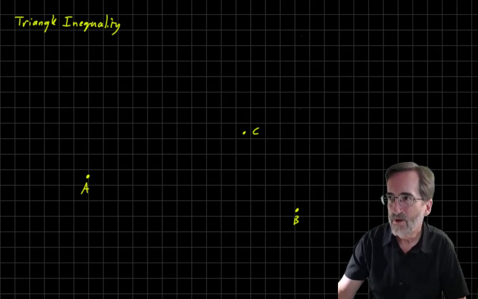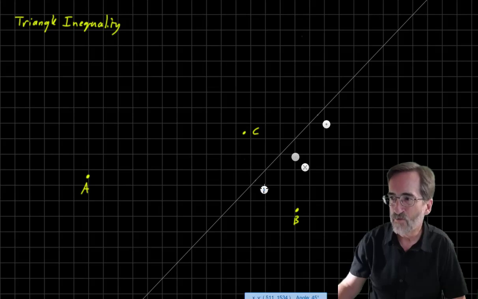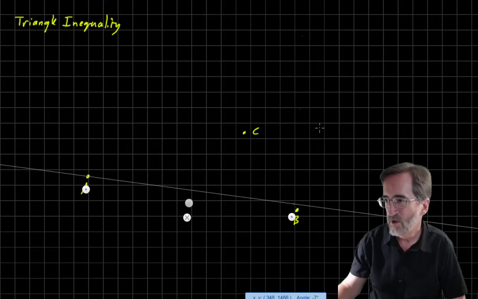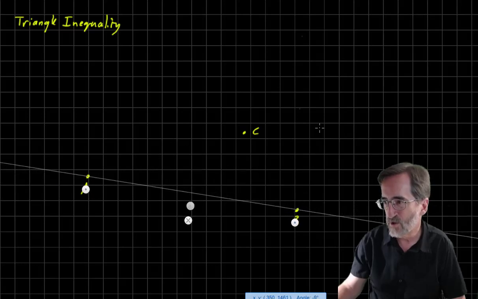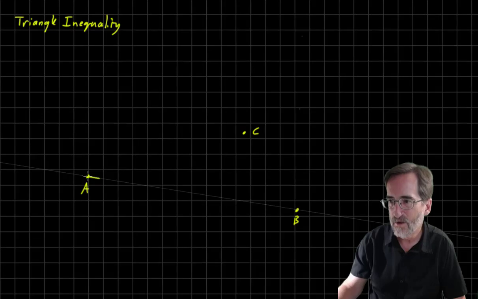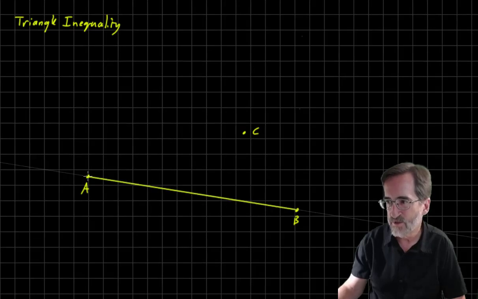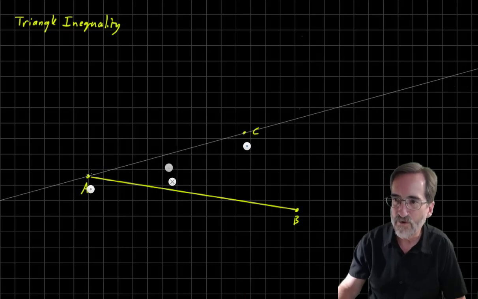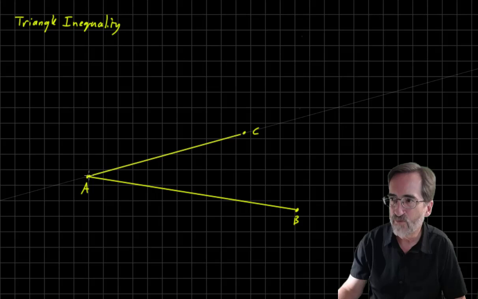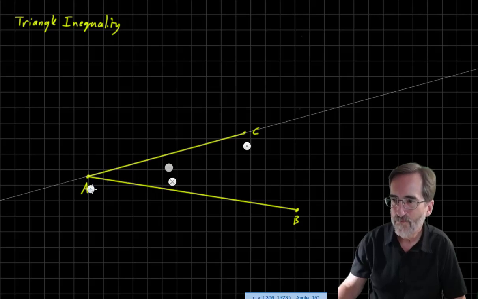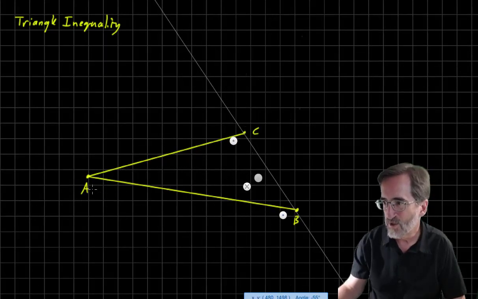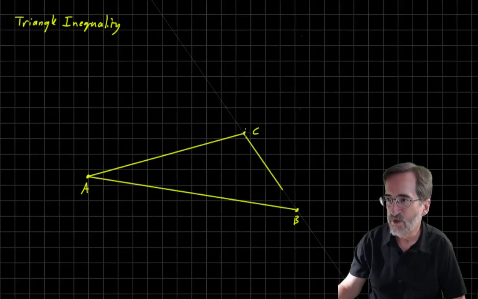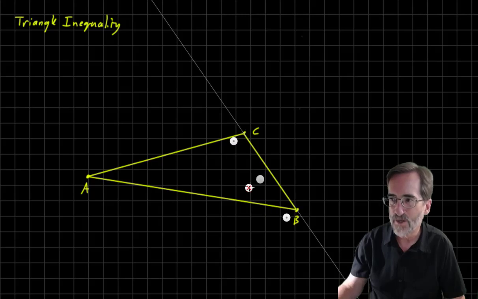Okay? And I'm going to ask this question. I have a goal. I would like to get from point A to point B. Would it be quicker for me to go straight from A to B in this straight line, or to go to point C first and then go from point C to point B? Okay. Hopefully intuitively you have the answer already in your head. The shortest distance between A and B is to go in a straight line.